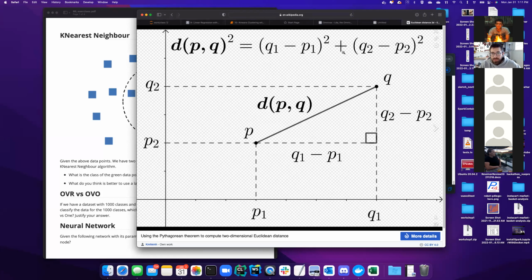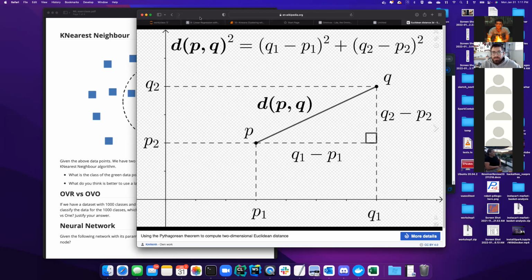But this is the formula. If you're trying to find the distance from point P to point Q, the square of it is equal to this. So the Q1 in this case is the X value of Q, and Q2 is the Y value of Q, and P for the same thing. So it's Q1 minus P1 squared plus Q2 minus P2 squared. And the distance is the square root of all of this.